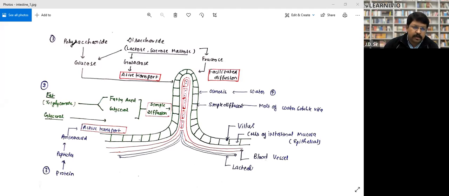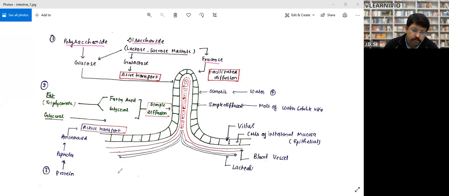So first, polysaccharide. Polysaccharide means complex sugar. It is broken down into glucose in the process of digestion. Again, disaccharides: lactose, sucrose, and maltose, and fructose. Glucose and galactose are absorbed by the villi. This is the structure of villi. Let me explain the structure of villi first.